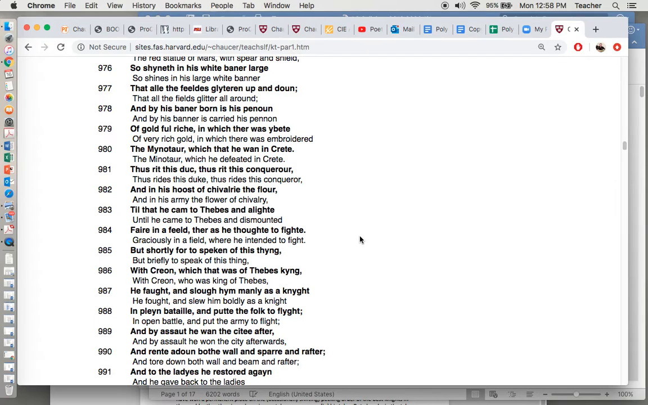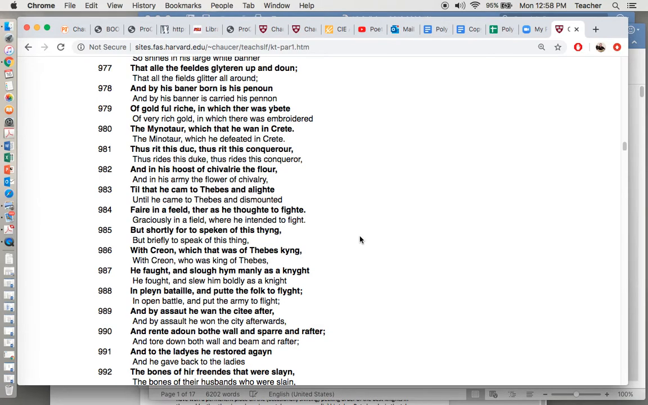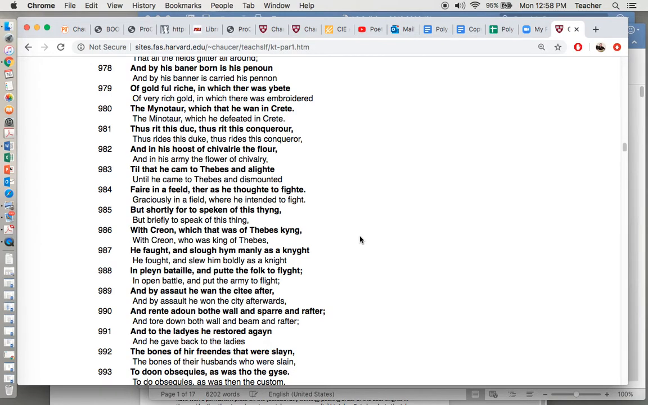far in the field, where he thought to fight. But shortly for to speak of this thing, with Creon, who was Thebes' king, he fought and slew him manly as a knight in plain battle and put the folk to flight, and by assault he won the city after, and rent down both wall and spar and rafter.